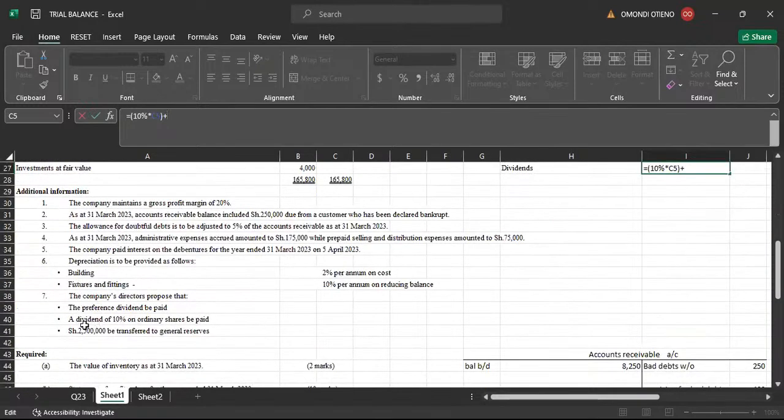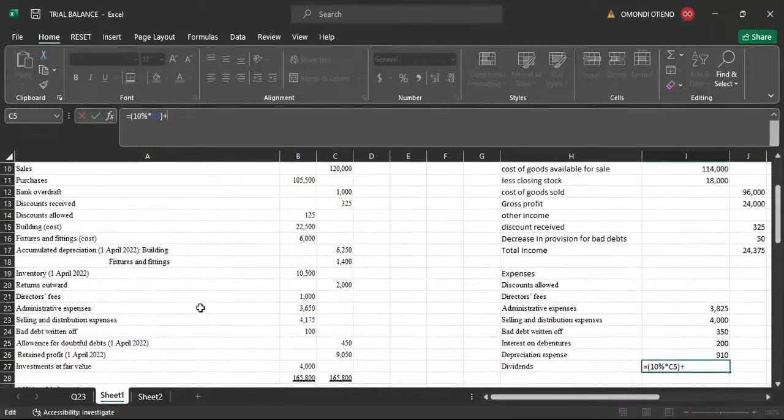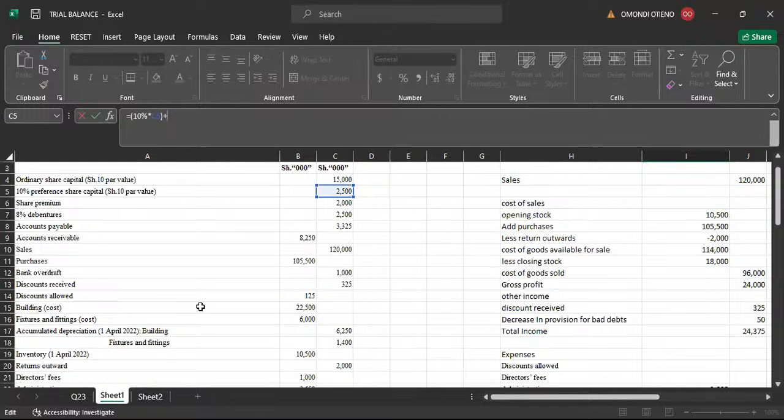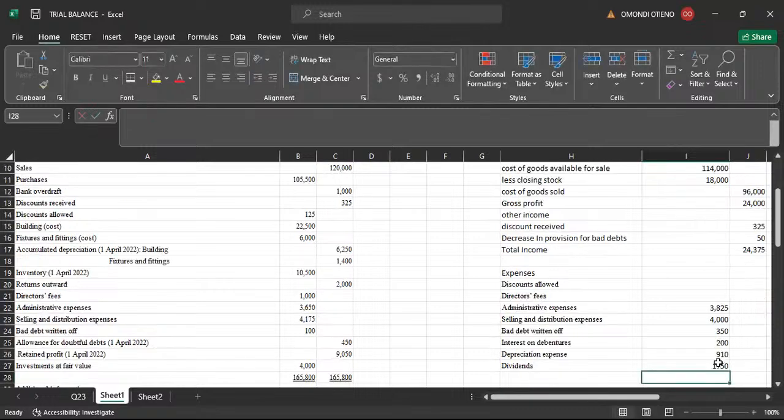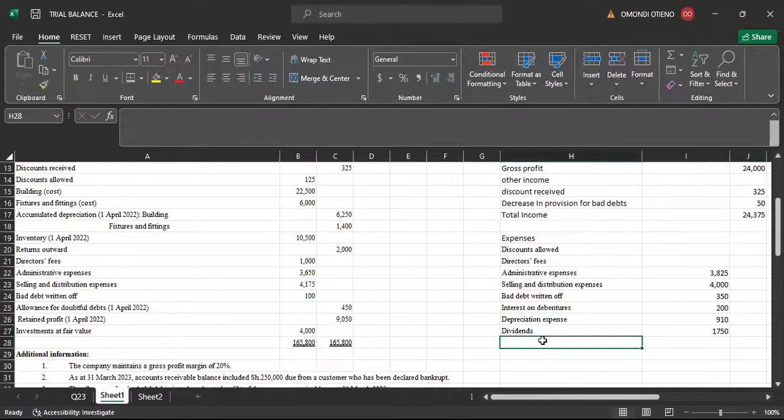What have we been told about this one here? A dividend of 10% on ordinary shares be paid. So this one also they have decided to put 10%, plus 10% of the ordinary share capital. That is the dividends that they have proposed to be paid. It has not been paid, they have just proposed. So what is it telling us? We are going to have dividends payable in the statement of financial position under current liabilities.